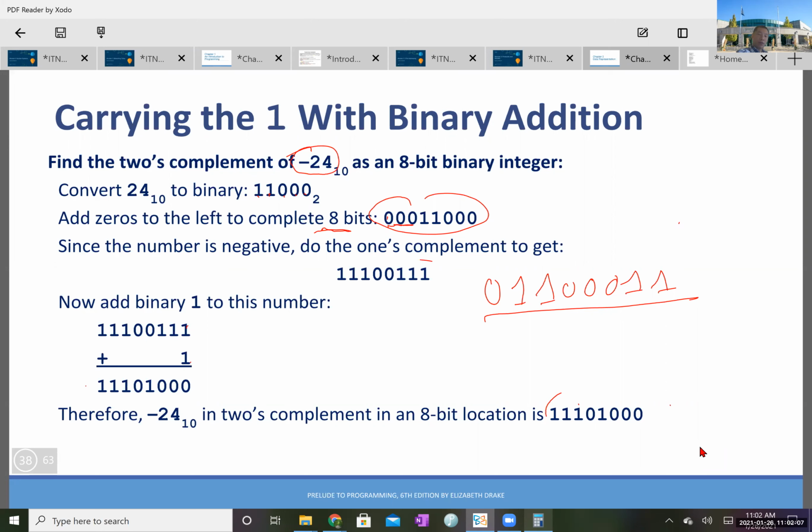So first thing you see, look at this one. Is this one positive or negative? It's negative because the first digit is a 1. This one here, what do you think? Okay, that's positive. So this one is positive or negative? Positive, right? Because the sign bit here is 0.